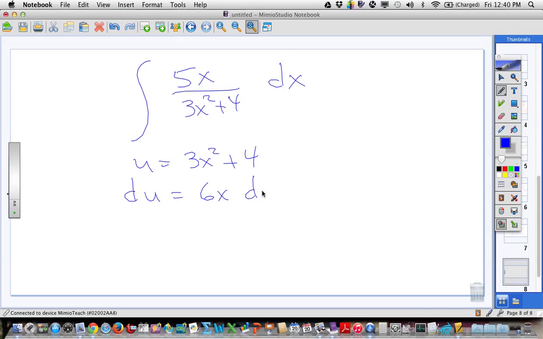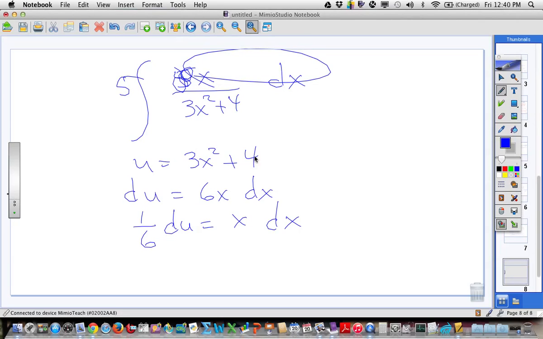So we get 6x dx. So this I would move over here. And then on this integral, I would take this 5 and I would just pull it out front. So I've got my x dx, which would be a 1/6. Let's do it over here. So the 1/6 would come out in front with the 5, and then what's left? That. So it's 1 over u, so it's an ln. So then it becomes 5/6.